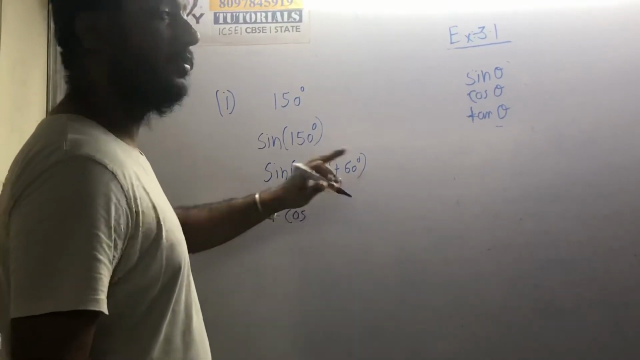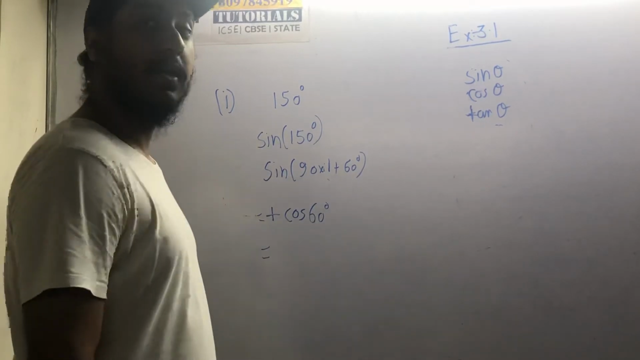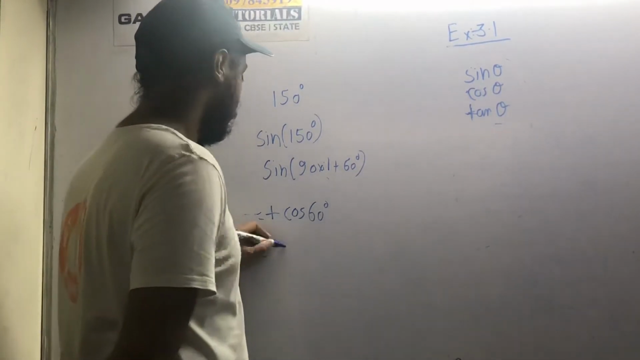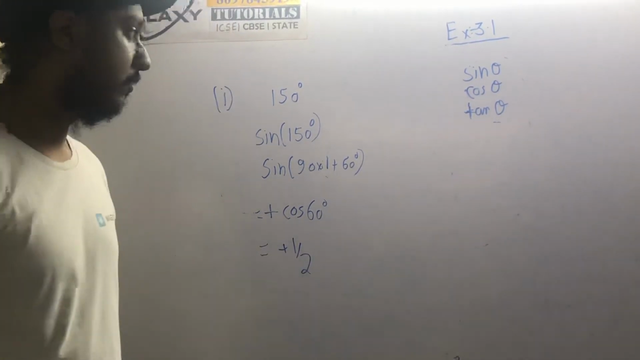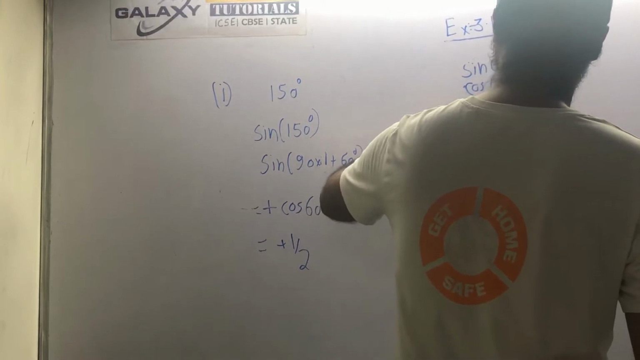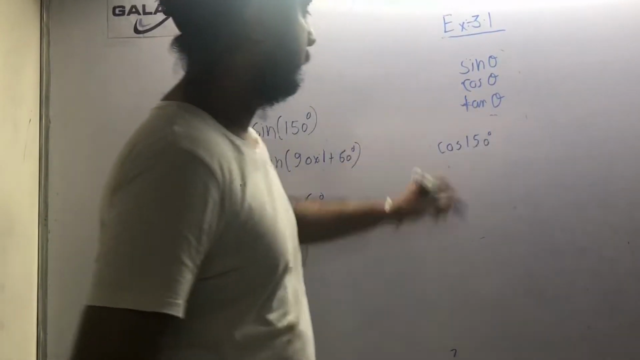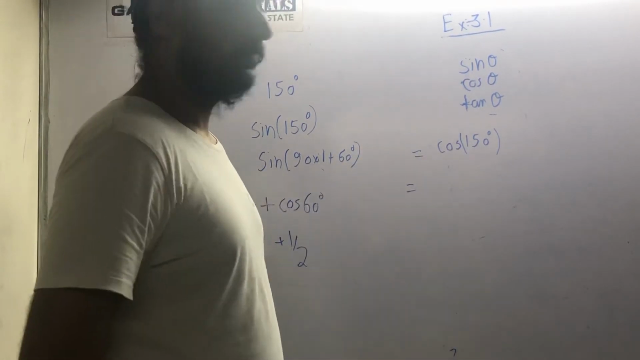Okay, the remaining thing is 60. So plus cos 60. What is the value of cos 60? It is 1 by 2. So the answer is plus 1 by 2. Okay. The next one we will find is cos 150.